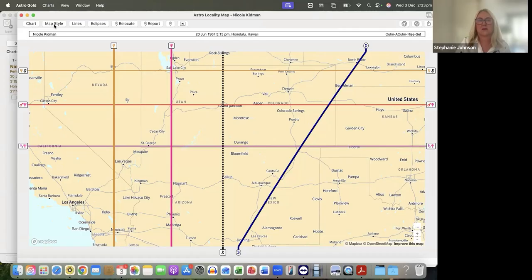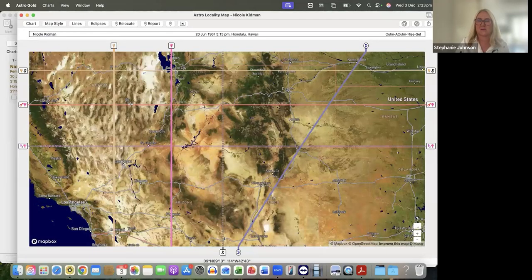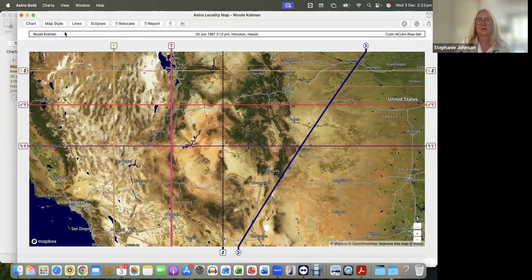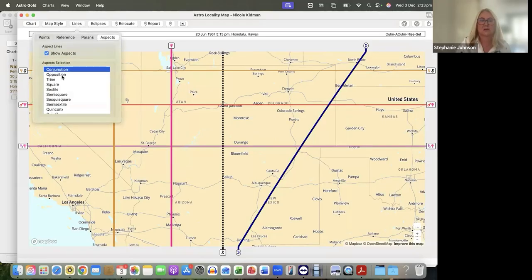So you've got your chart up here, but you've got your map style. And see here it says offline and world labels. You can have country, city, etc. But I'll just show you the other. You'll see this online sometimes, the satellite view. I don't use it very often, but you can see that that's a different map style. Some people do like that. But what I want to show you now are the lines. I've had it on aspects before, but let's start with the points.